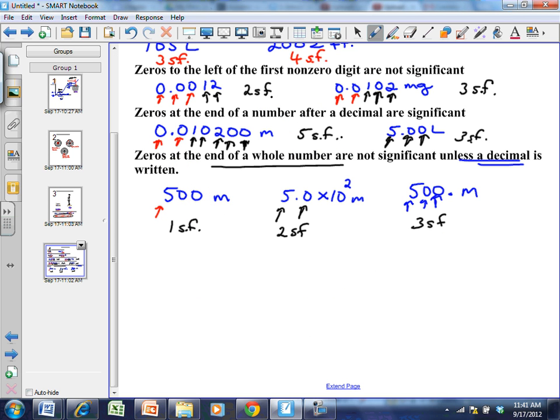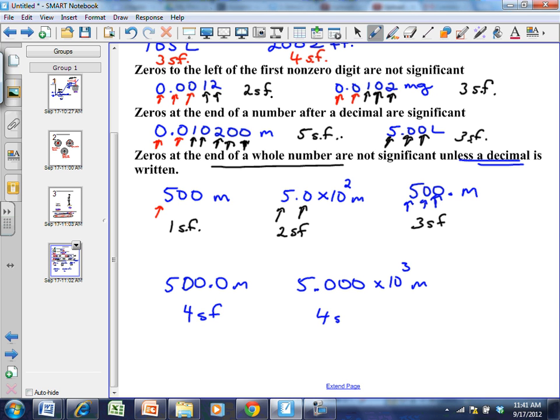Now, if I wanted to say that I was certain that it was 500, and the uncertainty was in the tenths place, then I would have a choice. I could write 500.0 meters, in which case there would be 4 significant figures, indicating that I was certain about the ones place and that I was estimating the tenths place. Remember that estimated place is a significant figure, or a significant digit. Or I could write 5.000 times 10 to the third meters, and that also has 4 significant figures.